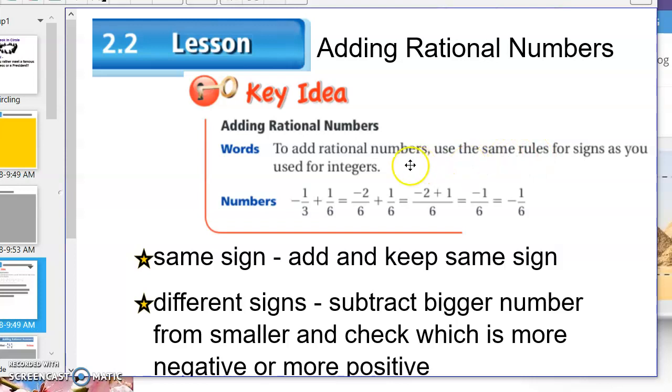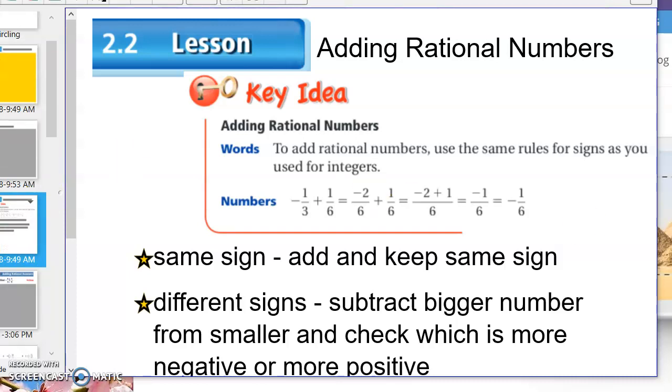But the good news is that to add rational numbers, you use the same rules for signs that are used for integers. So when you have same signs, you add and keep the same sign. When you have different signs, you subtract and use the sign of the bigger number, then you'll be exact. So the rules that we use for integers, we're going to use those same rules for rational numbers, except now we're going to be working with some fractions and decimals along the way.